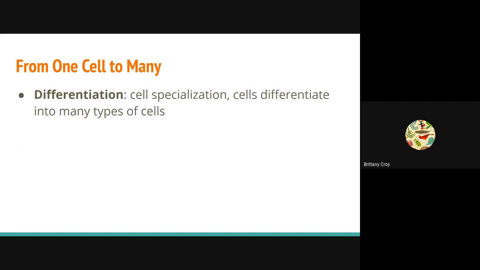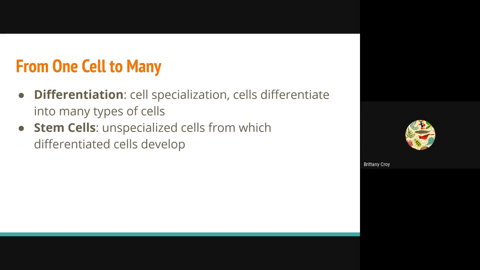The answer is through cell differentiation. I want you to notice the word different in differentiation. So differentiation literally means to become different or to become specialized. Like a cell specializes into a heart cell, or a cell specializes into a kidney cell. Cells develop from stem cells. Stem cells are unspecialized cells from which differentiated cells develop. So, like when the sperm and egg combine and form one cell, that would be a stem cell.